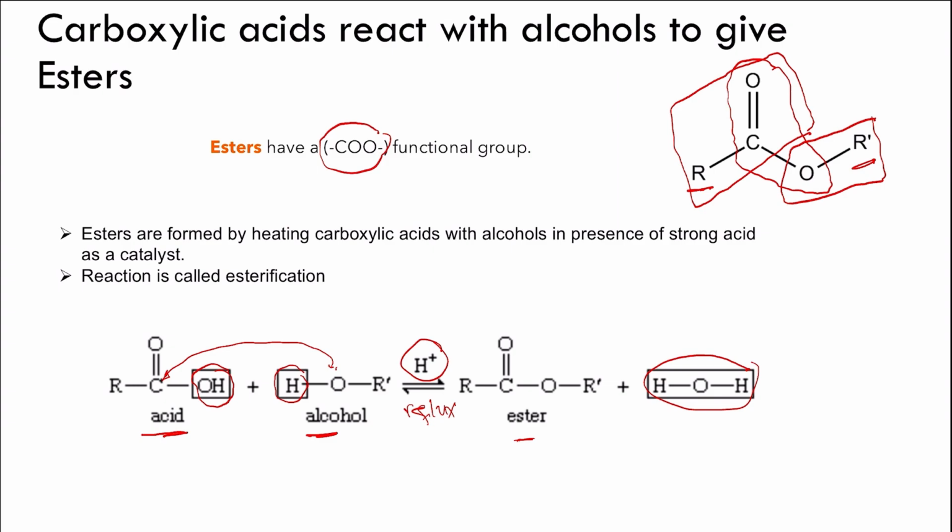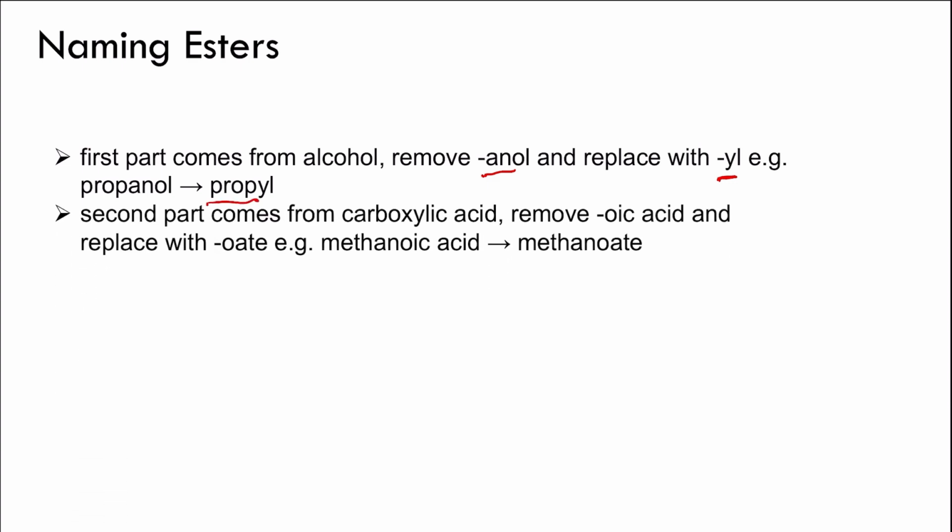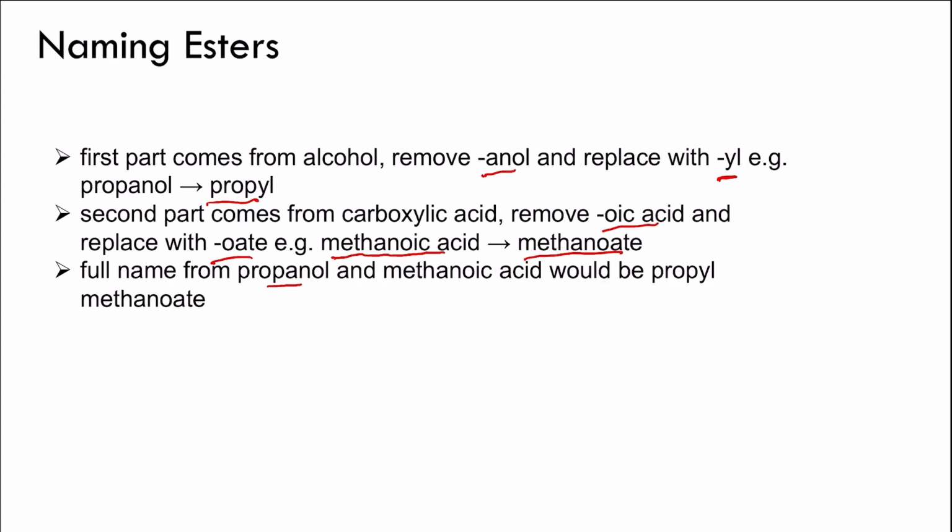Before we look at concrete examples of esterification, we need to know how to name these esters first. When you name the ester, we use two parts in the name. The first part comes from the alcohol. So you look at what alcohol has been used to make the ester, and you remove the anol from the end of the name of the alcohol and replace it with yl. So if we have propanol, then it's going to be propyl. And then the second part comes from the carboxylic acid itself. You remove oic acid and replace it with oate. So if we are using methanoic acid, then the second part of the name of the ester will be methanoate. So the ester that comes from propanol and methanoic acid would be propyl methanoate.